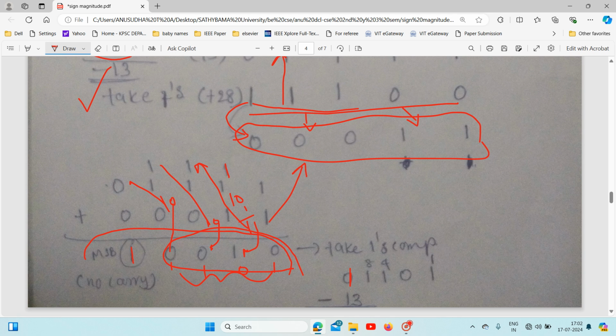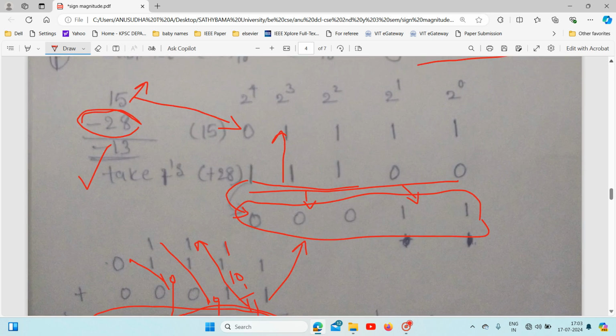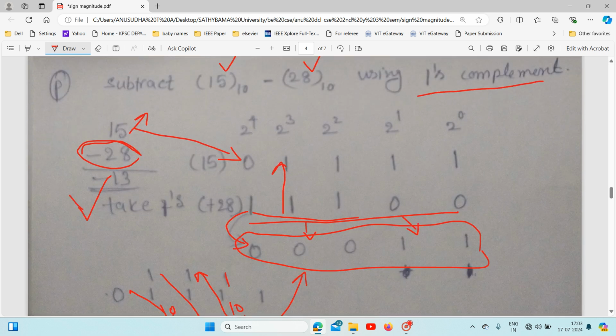Okay, don't do the invert operation for this, right? This is the sign bit, right? So here 8 plus 4, 12, 12 plus 1, 13. So the result is minus 13 in the binary number. So here in the decimal subtraction also we are getting minus 13.